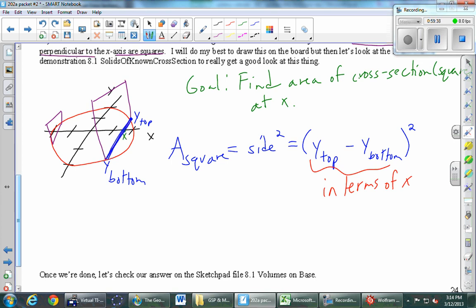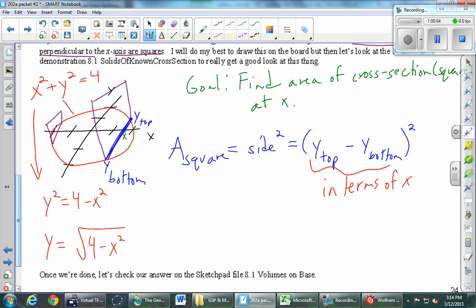Okay, so how do we find y at the top and y at the bottom? Well, that red thing right there was a circle that was given to us. And the equation was x squared plus y squared equals 4. That's part of the problem. So what letter are we going to solve for? We're going to solve for y. So y squared is 4 minus x squared, square root of that, and we just get square root of 4 minus x squared. But don't forget, when you take the square root of an equation, technically you're supposed to put in that plus or minus. That plus or minus is the top and the bottom, respectively.